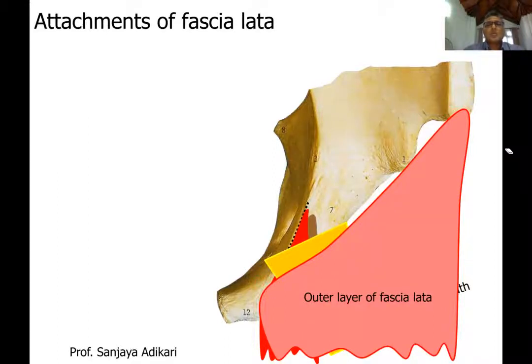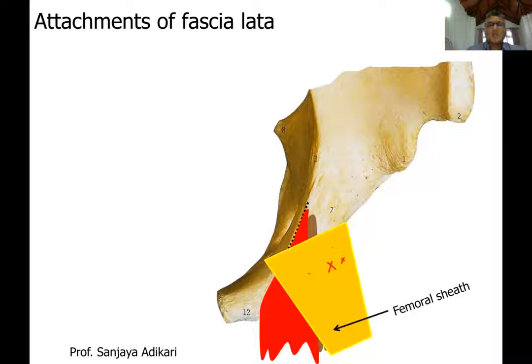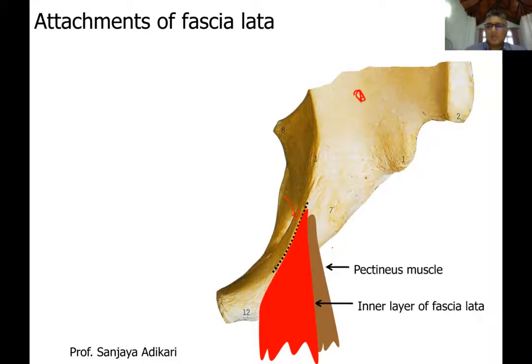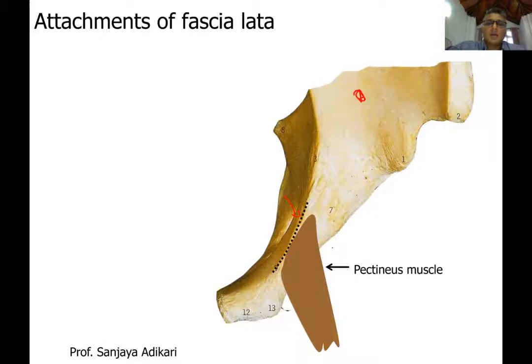So, if you want to reach the femoral sheath, you have to dissect this and remove it. Then only you will reach the femoral sheath. Then if you want to see the other layer, the inner layer of fascia lata, you have to either remove or raise the structures in the femoral sheath with the femoral sheath. And when you reach the pectineus muscle, you remove the inner layer of fascia lata as well. Otherwise, you can't see the pectineus muscle. So by the time you see the pectineus muscle in a dissection, you have removed both layers of fascia lata.